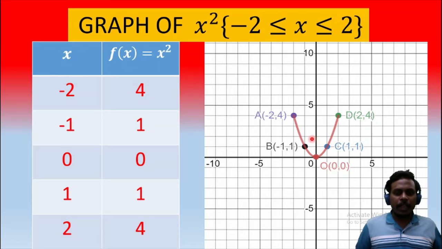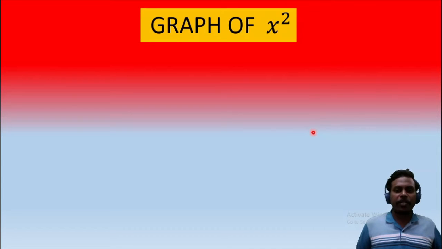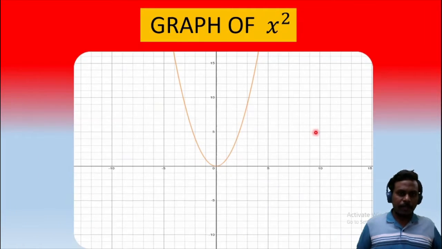Now, in general, if x values are not specified, that means if we increase the values of x, we are going to get a curve like this. This is how the general graph of x square looks. As x increases, the y values also increase. This graph has another name, called parabola. Maybe we'll be discussing this parabola in the second semester, in the coordinate geometry part, where we'll discuss it in detail.